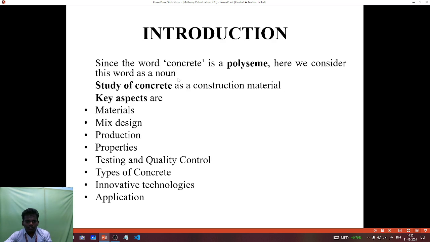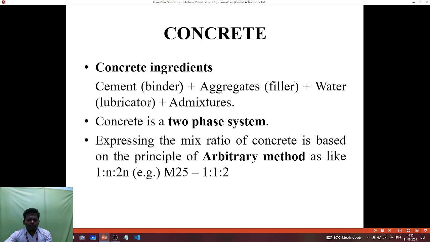Here the word is considered a noun, concrete as a construction material, and the key aspects we are going to see are materials and mix design, production and properties, testing and quality control, types of concrete, innovative technologies and applications. These are the major key aspects of concrete that we are going to see in this subject, along with advanced concrete technologies.